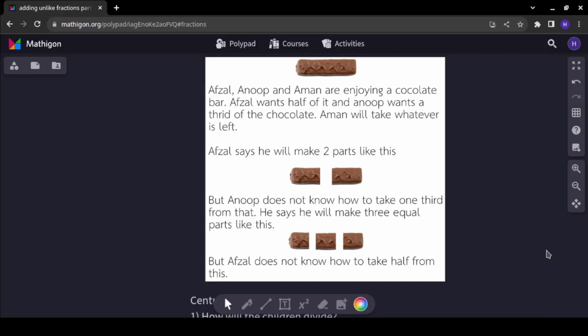Hello everyone. Today I thought we'll look at a puzzle. So we'll just jump straight into it. Here we have a chocolate bar. And Afzal, Anoop, and Aman are enjoying this chocolate bar.